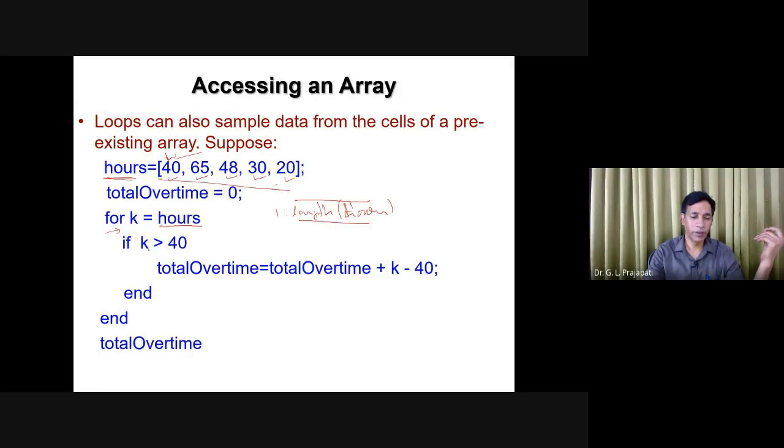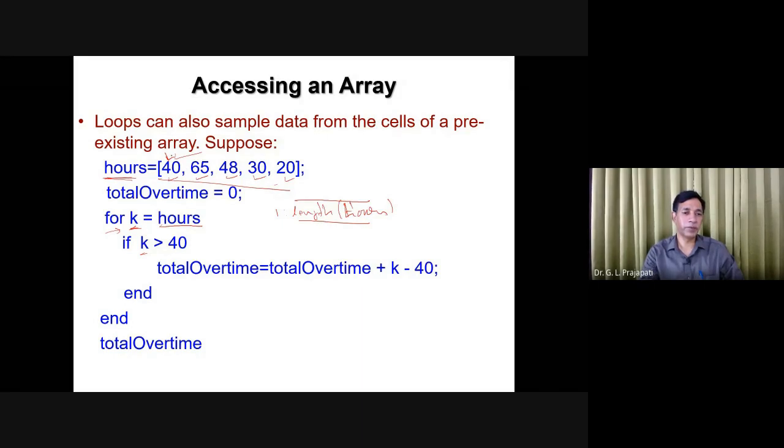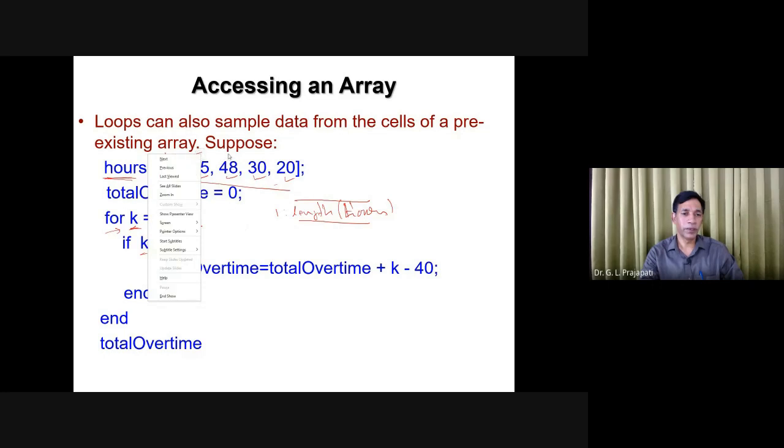K will become 65. Here it is not that you are saying hours(k) is greater than 40. Here just k, because directly you are getting the value. So from the hours you are directly getting the value. The first time you are going to enter, k will become 40. Next time k will become 65, and third time k becomes 48, then fourth time 30, and last time 20. So only in the second time, once you enter, this is more than 40. So 25. Next time 8, 25 plus 8, 33. Again you are getting the same answer.